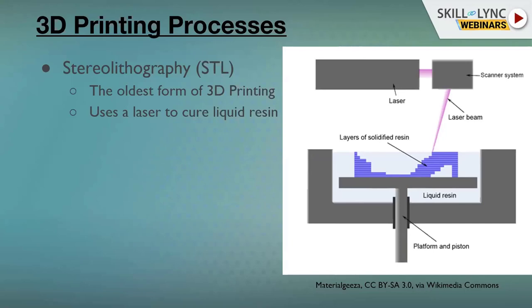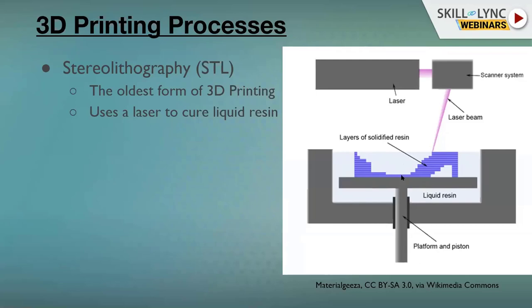It's the oldest form, and so the raw material used in STL is actually a liquid resin. This resin will basically be cured by a laser beam. So it consists of a tank that contains the liquid resin, and there's a laser on top. Now, to produce each layer, the laser will be directed towards the liquid, and it will cure a certain part of the liquid. So initially, this platform that you see over here will be at the brim of this tank at the top. And as each layer is being cured, this piston will start moving lower, lower, lower.